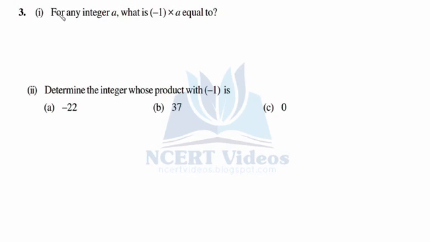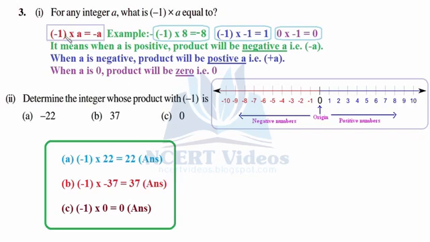Question third. I. For any integer a, what is minus a into a equals to? Second, determine the integer whose product with minus 1 is. So what we have to do in the first part, anything multiplied with minus 1 will give the number itself with negative sign. It wholly depends on a. What are integers? We have learned previously. If the integer is a positive number, in this case if it is 8, then the number will be 8 itself but with negative sign, because minus plus is minus.